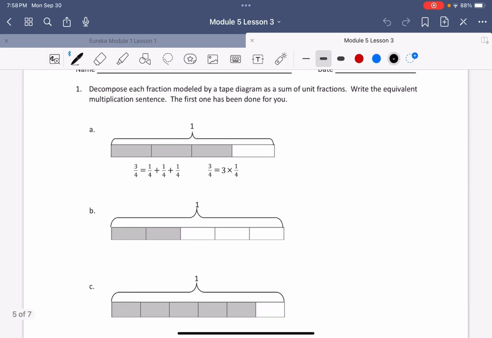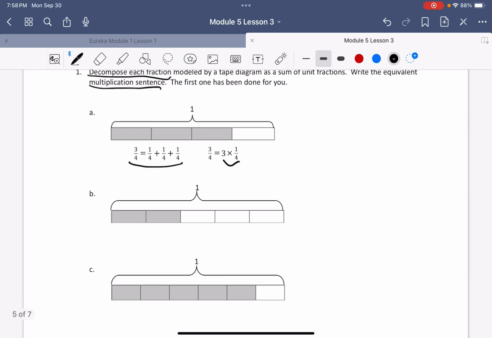We are going to decompose each fraction, but this time we're going to write a multiplication sentence with it. So on A, we have one whole, but it has 3 parts out of 4 shaded in. So we have 3/4. So we decompose the fraction: 1/4 plus 1/4 plus 1/4 equals 3/4. We can say that we have 3 1/4. So if we multiply 3 times 1/4, we also get 3/4.